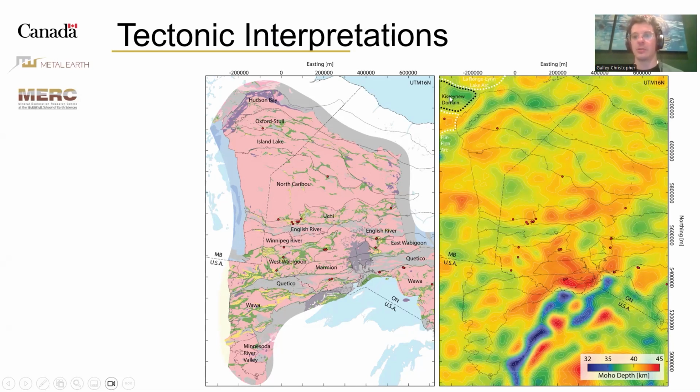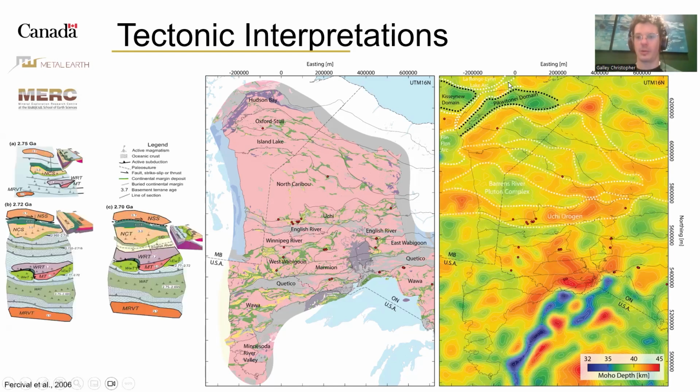You have the Kisseynew domain, which was interpreted to be a back-arc basin, with thinning of the Moho as you expect, and then the Lac La Ronge and Lynn Lake arc also. So good to see that there. Then into the Pikwitonei domain and the thickening of the boundary there of the Superior Province, and then down into these concentric deep Moho bands radiating from the Berens River pluton complex, at the heart of the North Caribou.